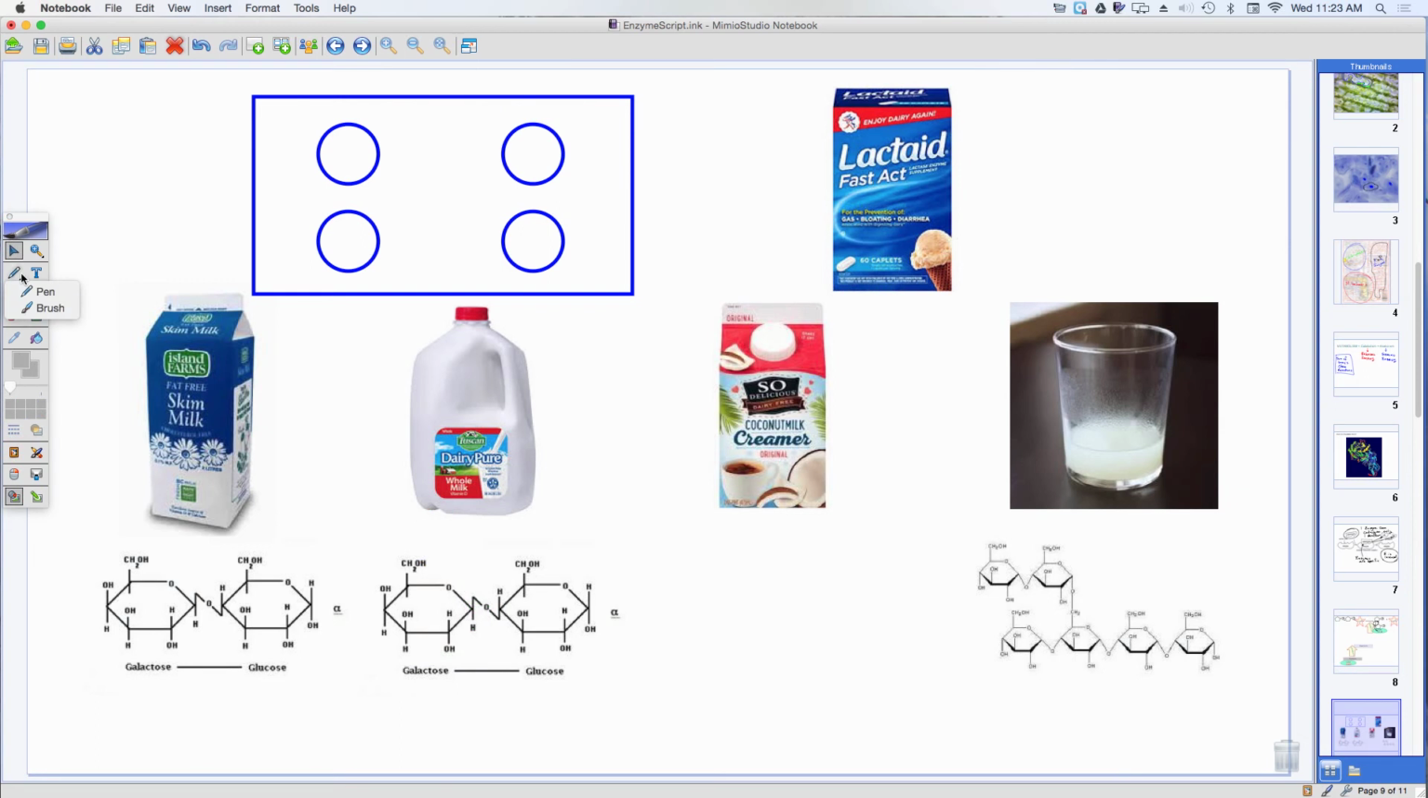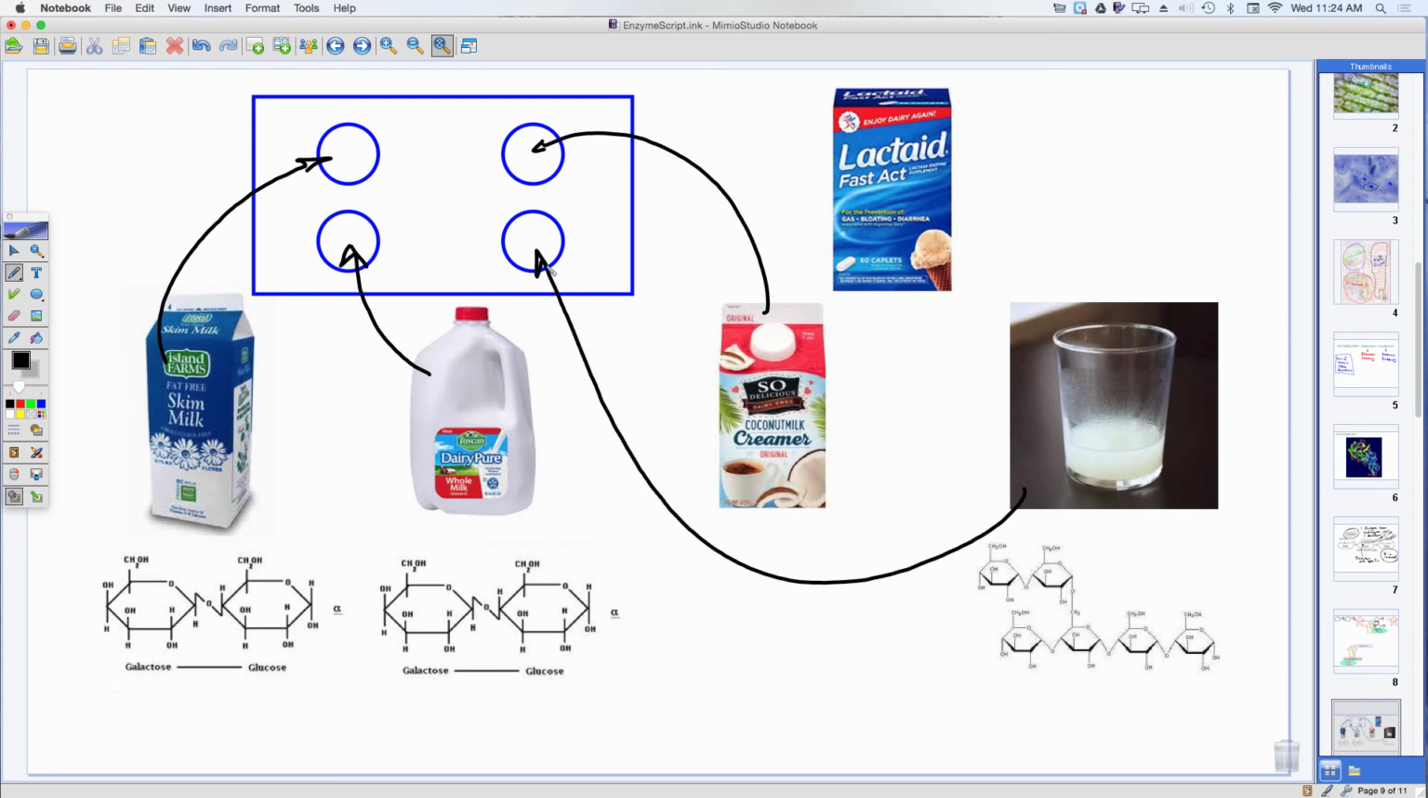Well, let's consider the lab that we did. We did a lab in which we put skim milk into a micro well. We put dairy whole milk into a micro well. We put non-dairy creamer into a micro well. And we put starch into a micro well. And I encourage you to look at the structural formula of the molecules.